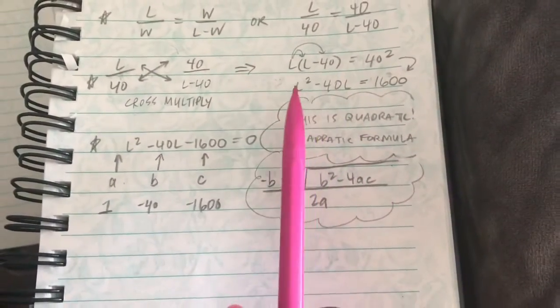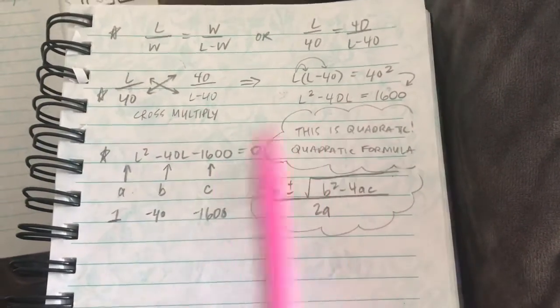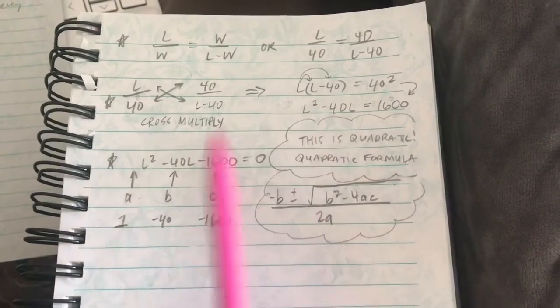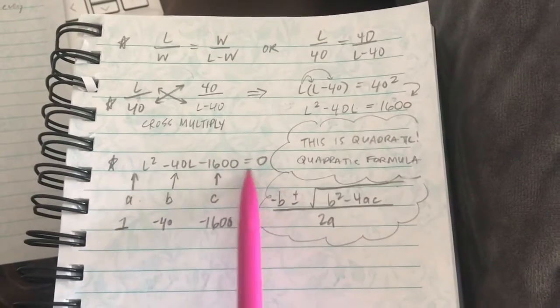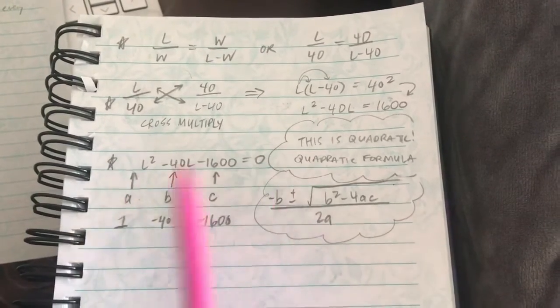So basically, I put everything on one side and set it equal to 0. So I had to bring the 1600 over here. And that's why you see a negative 1600 equals 0. So I just brought the L squared down, minus 40L, minus 1600 equals 0. So this is the equation that we're going to be using to solve for L.